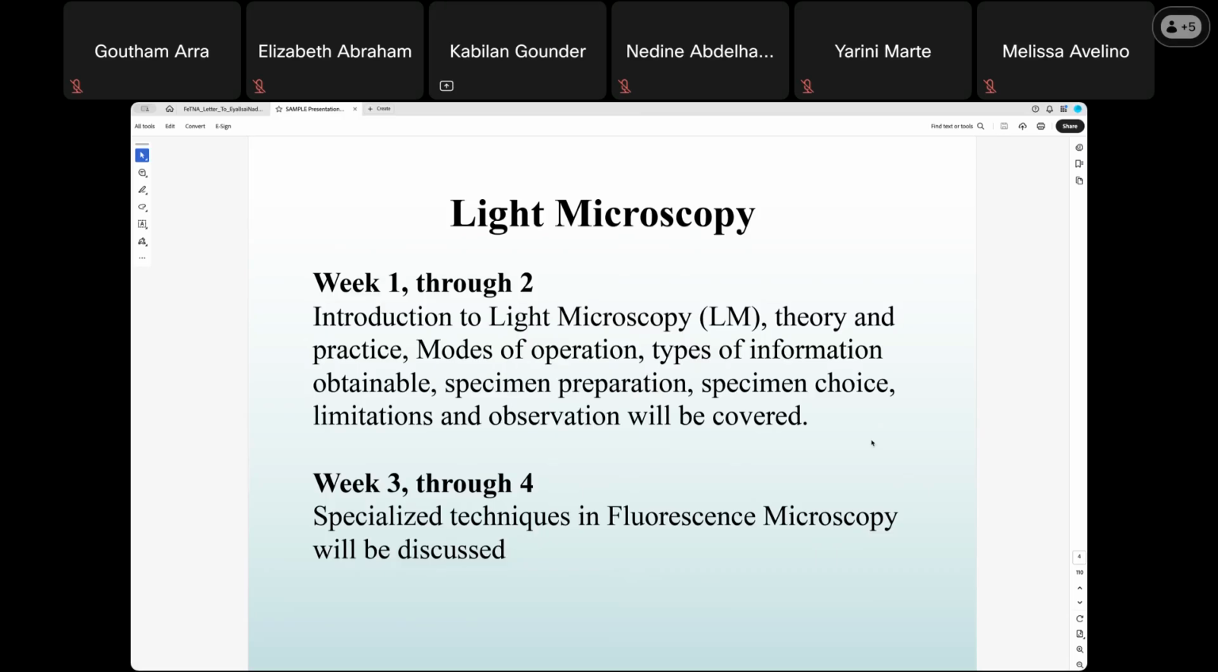So we will cover the basics, theory and practice of the light microscope, and also how to operate it and how you can improve the quality of your microscope images so that you will get a detailed structure.